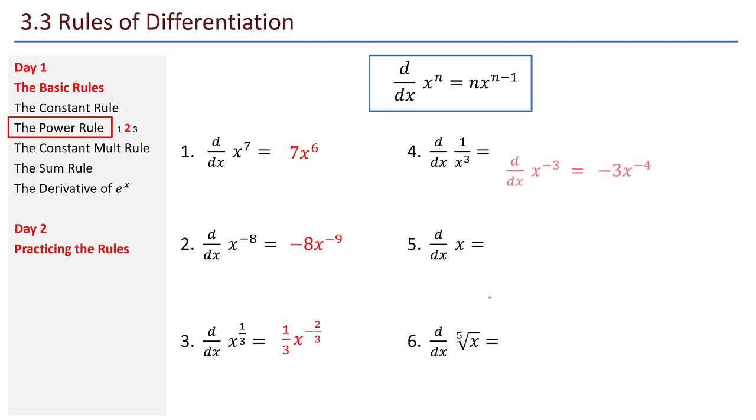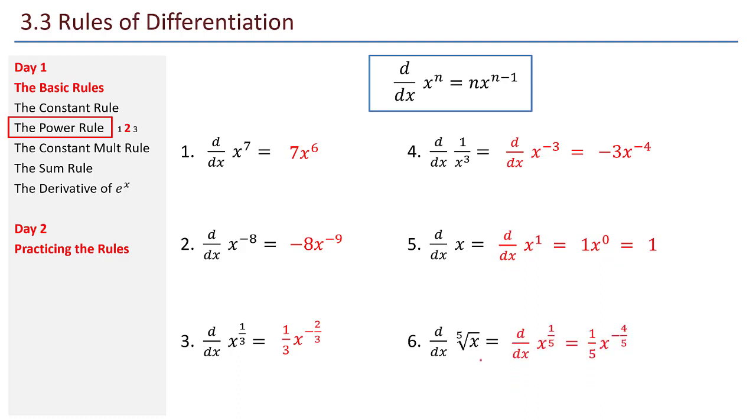For number 4, you have to re-express the original question. It was given to you as 1 over x cubed, so we have to rewrite this as x to a power, x to the negative 3. And now you can find its derivative, negative 3x to the negative 4. The derivative of x is just the derivative of x to the first. Apply the rule, you end up with 1. And the fifth root of x is like x to the 1/5. So when I take that derivative, I get 1/5 x to the negative 4/5.